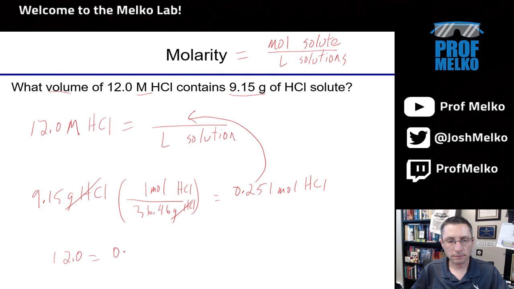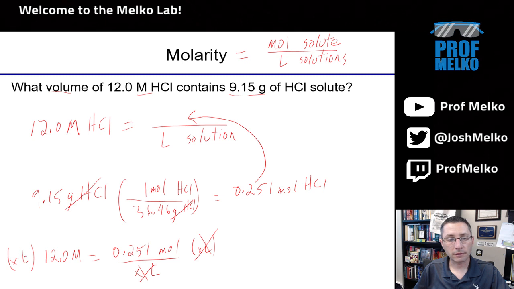12.0 equals 0.251. I should be more careful with my units here. 12.0 molar equals 0.251 moles divided by X liters, and I need to solve for this denominator. How do I do that? Multiply X liters on both sides.